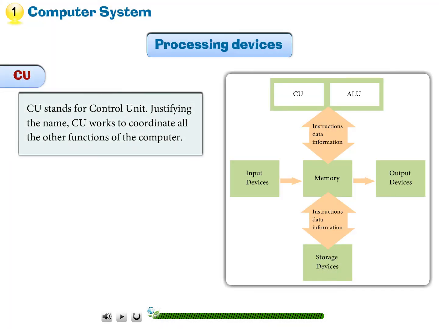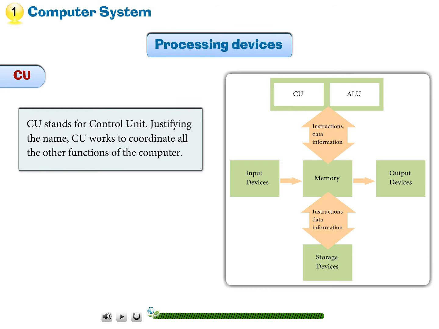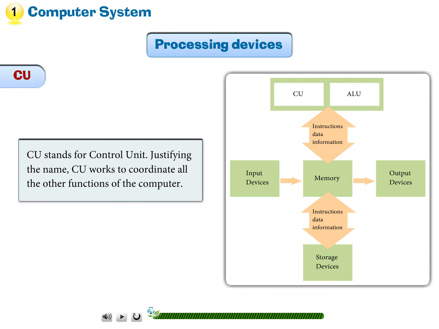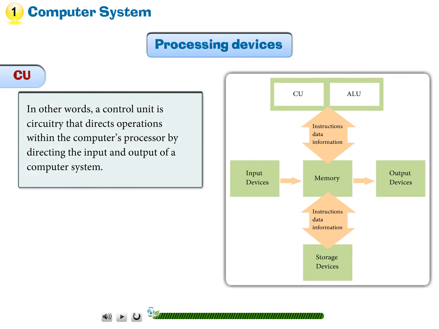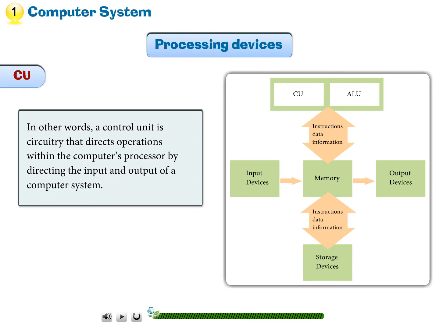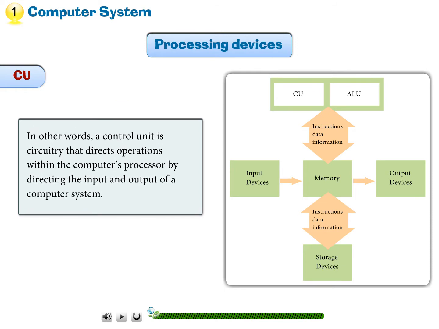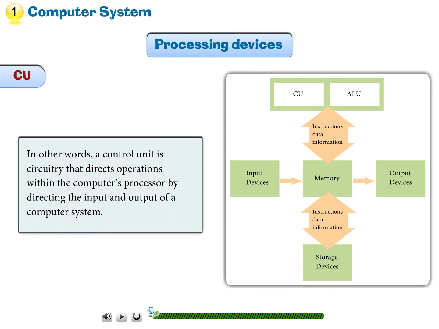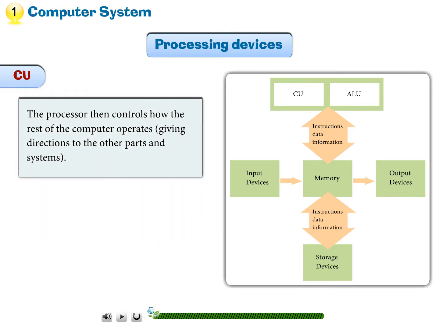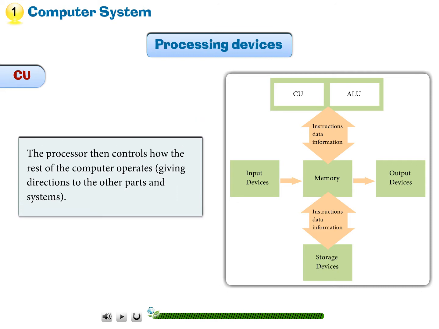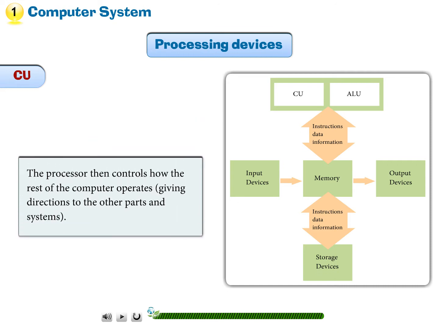CU. CU stands for Control Unit. Justifying the name, the CU works to coordinate all the other functions of the computer. In other words, a control unit is circuitry that directs operations within the computer's processor by directing the input and output of a computer system. The processor then controls how the rest of the computer operates, giving directions to the other parts and systems.